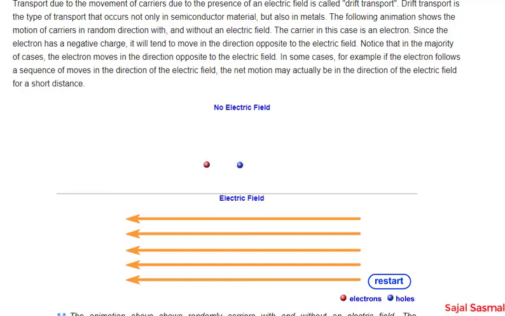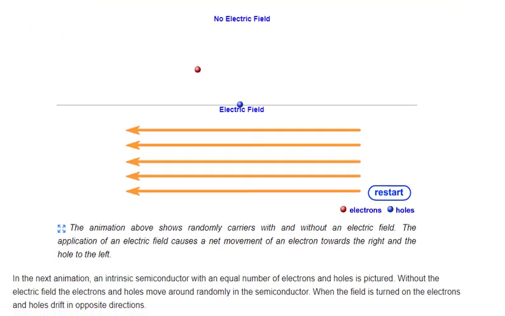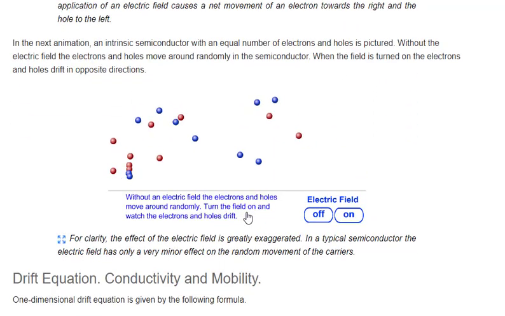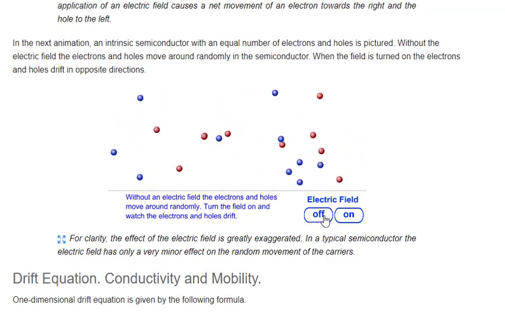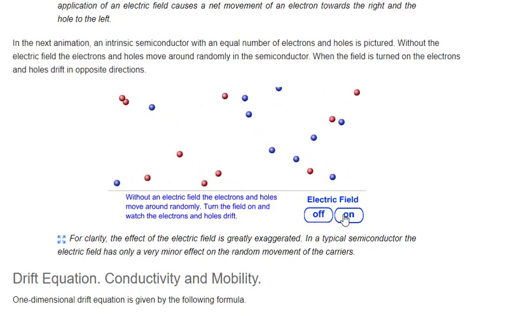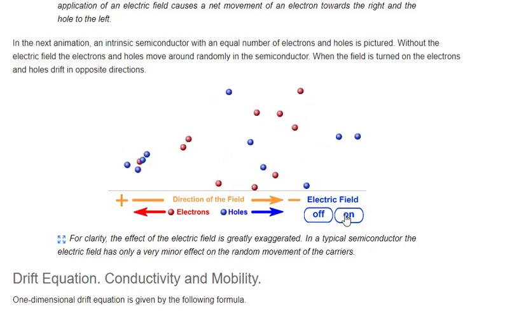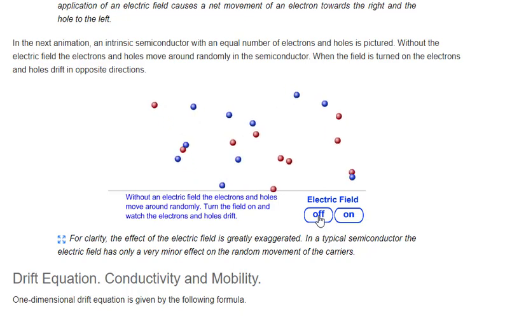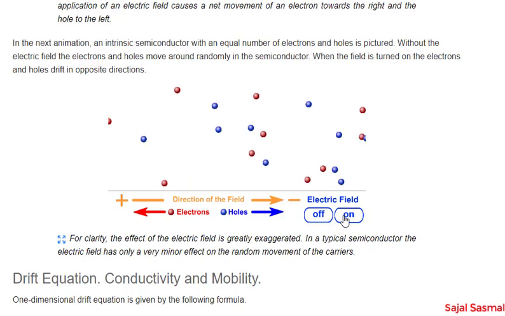The animation above shows random carrier motion with and without an electric field. The application of an electric field causes a net movement of an electron towards the right and the hole to the left. In the next animation, an intrinsic semiconductor with an equal number of electrons and holes is pictured. Without the electric field, the electrons and holes move around randomly in the semiconductor. When the field is turned on, the electrons and holes drift in opposite directions. For clarity, the effect of the electric field is greatly exaggerated. In a typical semiconductor, the electric field has only a very minor effect on the random movement of the carriers.